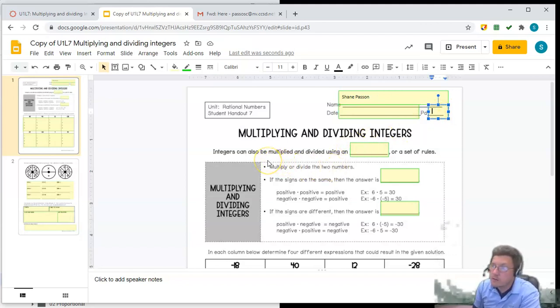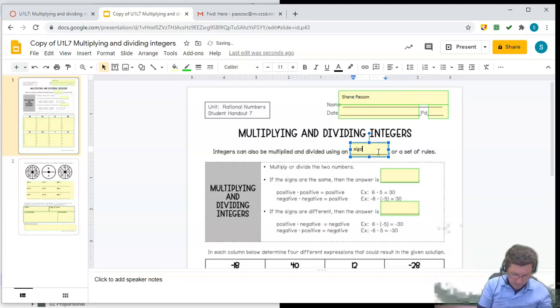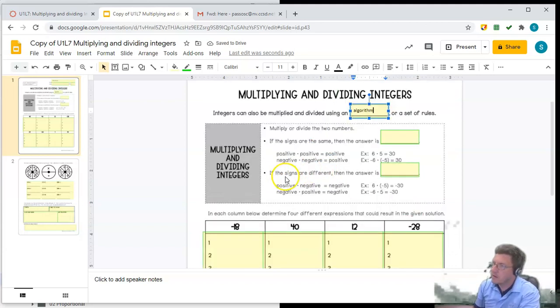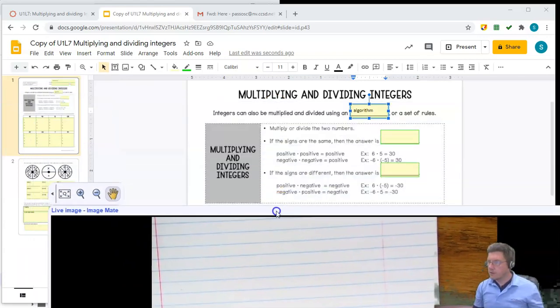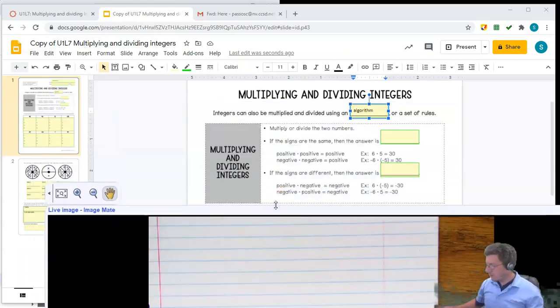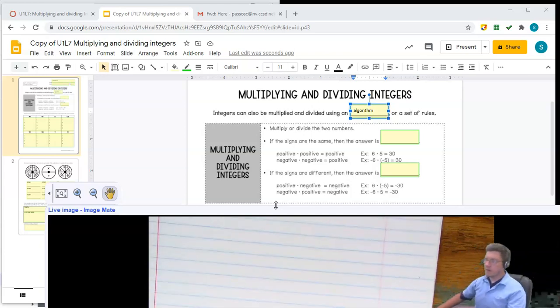Integers can also be multiplied and divided using an algorithm, or a set of rules. Now, let's think about what's going on here. I can give you the rules, but we're going to talk briefly about what those rules mean and where they come from. So I'm going to grab my notebook, pull it over here, and we're just going to talk a little bit about what it means when we're multiplying a number.